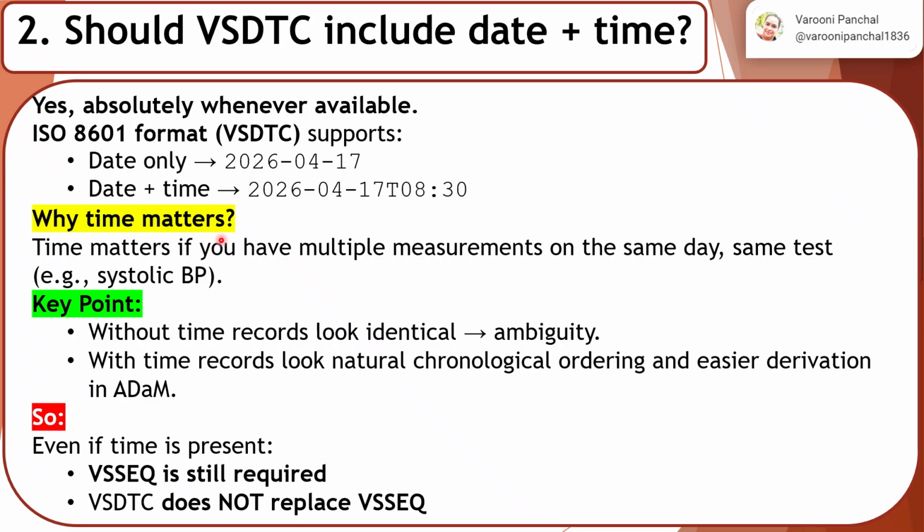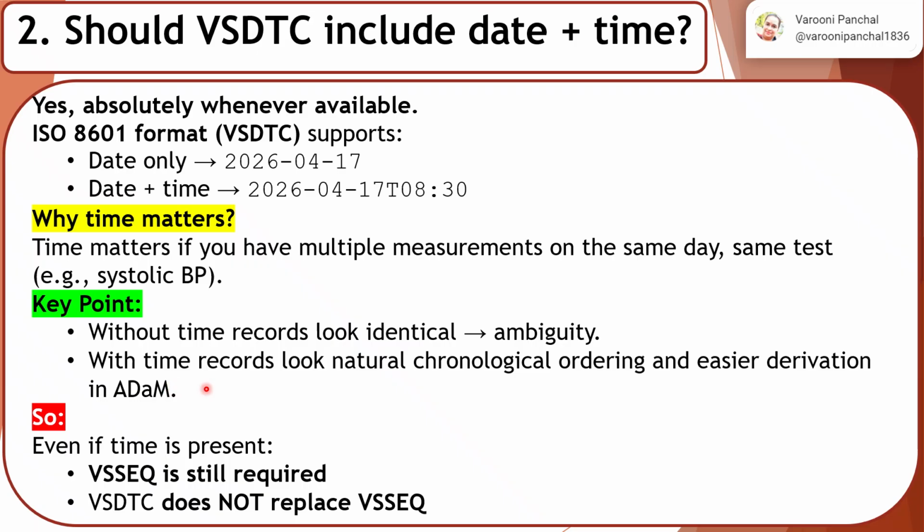So why does the time matter? Time matters because if you have multiple measurements on the same day for the same test, for example systolic BP, you can identify the difference, right? That is why the time matters. The key point here is that without time, records look identical, which creates ambiguity. Ambiguity is nothing but uncertainty. It creates a question mark as to whether they are the same or not.